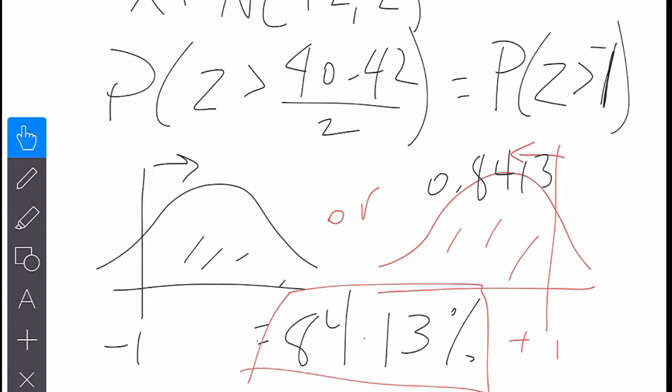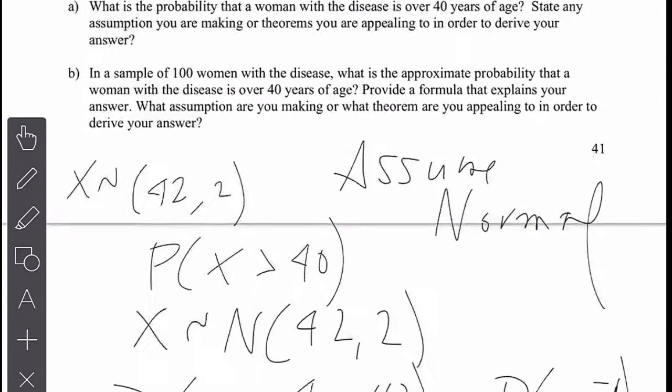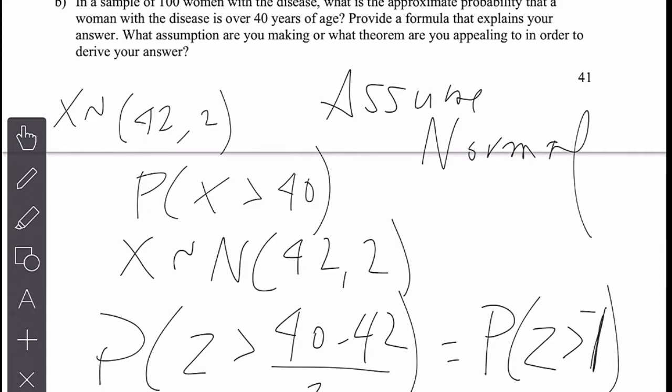So the second part says, in a sample of 100 with the disease, so now it's a sample. When it's a sample, I'm going to use the sampling distribution results. What is the approximate probability, look at the keyword here, approximate probability that a woman with the disease is over 40 years of age? Provide a formula that explains your answer. What assumption are you making, or what theorems are you appealing to?